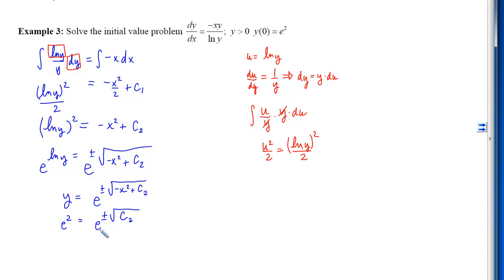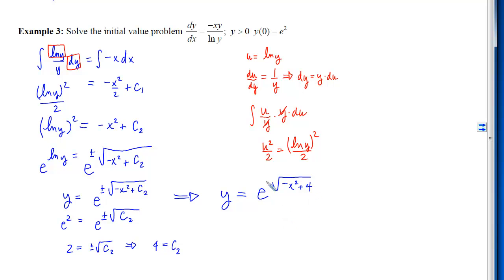So now I've got the same base. That means my exponents had better equal each other. So 2 equals plus or minus the square root of some constant. Because 2 is a positive number, we're going to take the positive root, which means that 4 will equal c sub 2, and we go back to when we plugged in the point, which was right here, and we rewrite it with the c plugged in. We'll have y equals e to the square root of negative x squared plus 4.